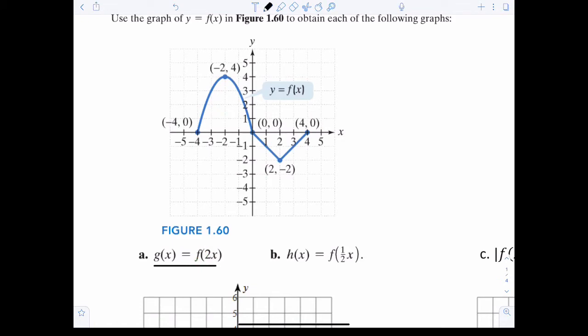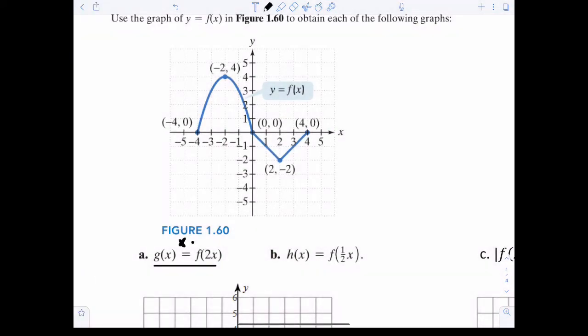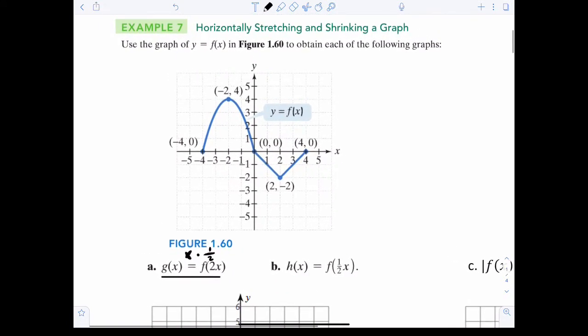So recall that if it's on the inside, that should affect the x. And what's going to happen is it's going to do x times the reciprocal, 1 over 2. And again, the reason for that is because if you imagine this graph is you running a race, this 2 is going to make your graph go 2 times faster. So imagine that if you went 2 times faster, instead of taking 4 seconds to do this route right here, you're going to go to 2 seconds.